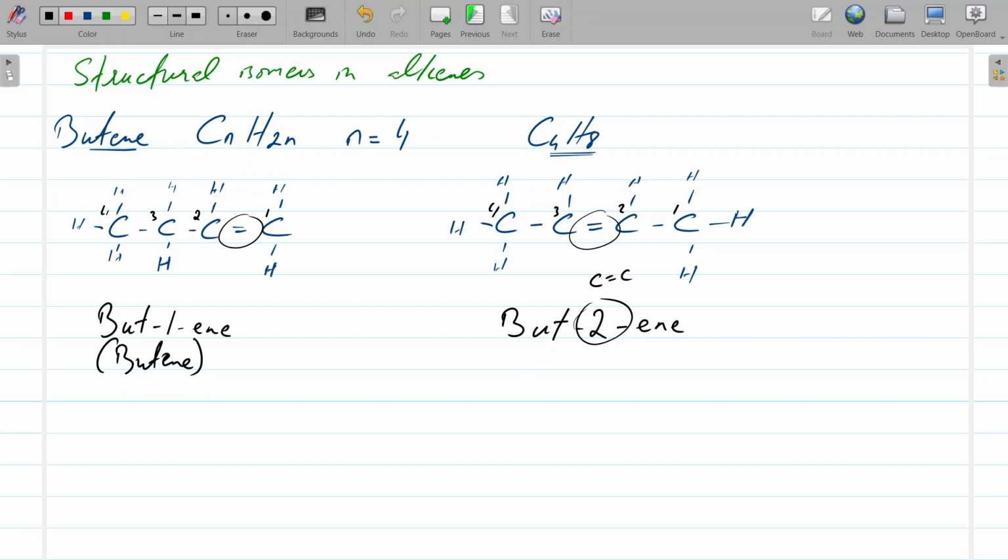So is this clear? Yes. Okay. Now, if this were a longer molecule, then the numbering would have mattered. For example, let's say it was a pentene molecule. I'm just drawing the carbons. So if I started counting from 1, 2, 3, 4, 5, this would be a pent-2-ene.